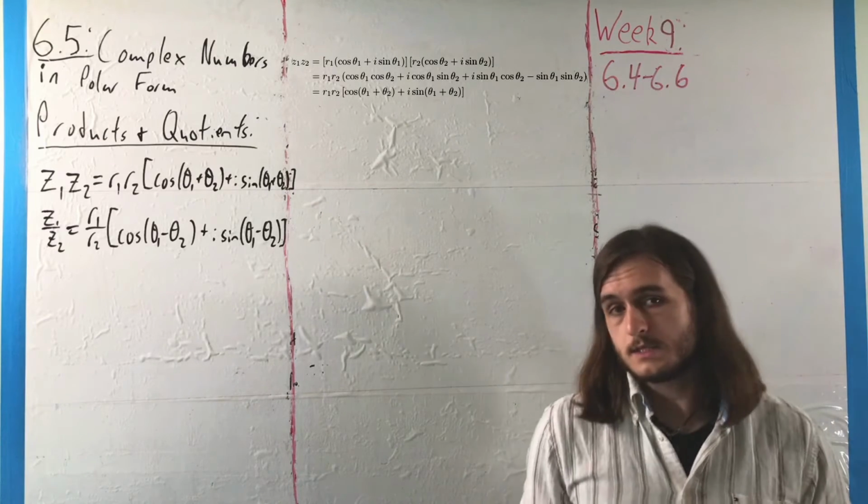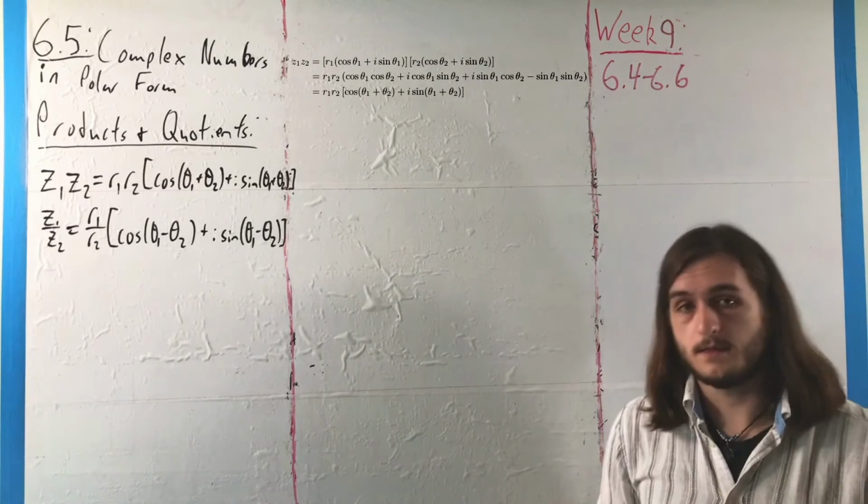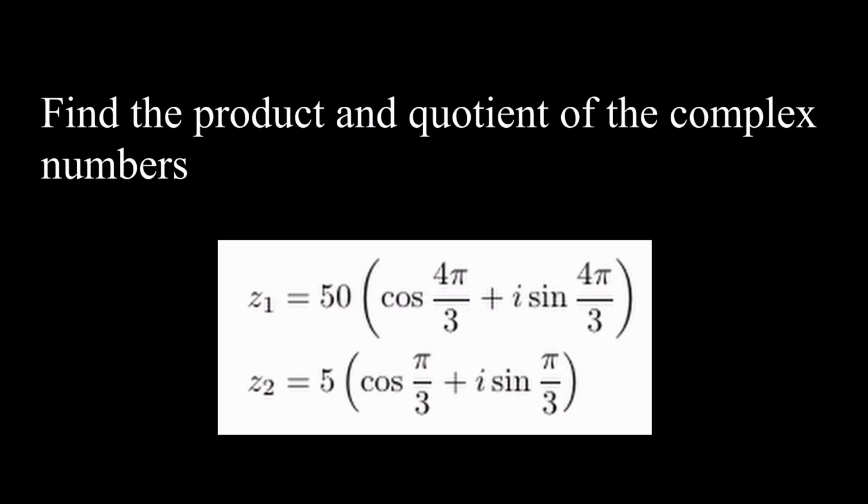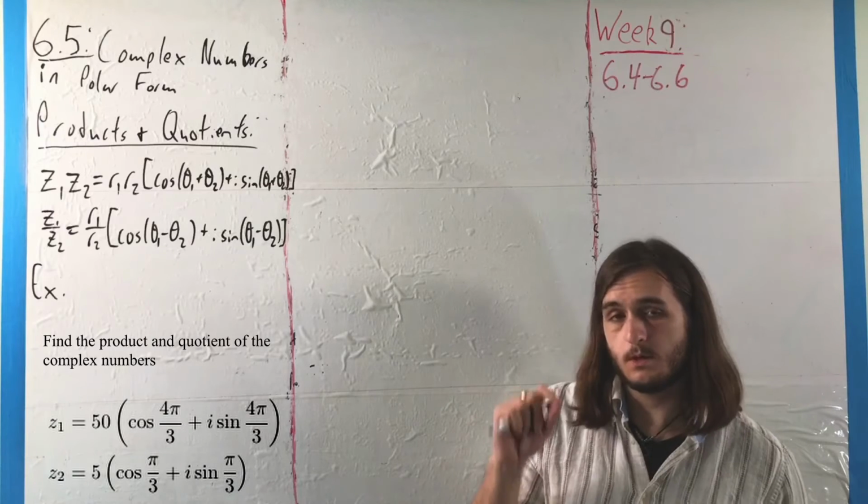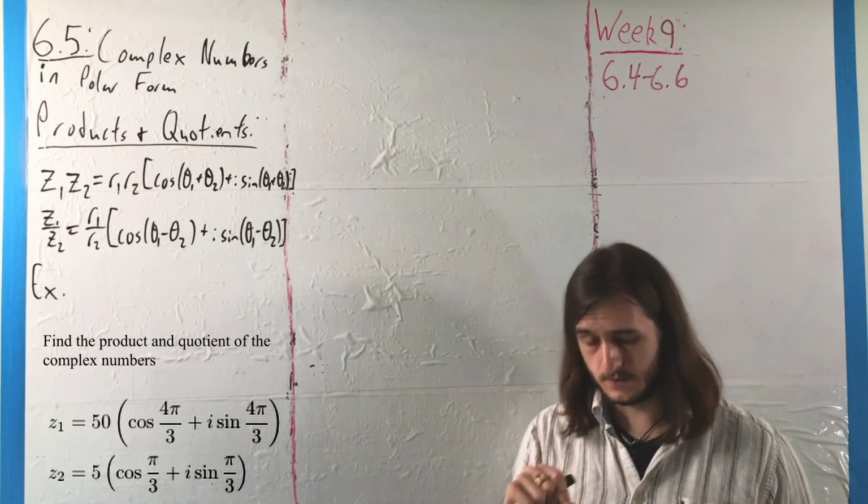But for now, let's get some quick examples with these two formulas. So here, we want to find the product and quotient of the complex numbers z1 equals 50 cosine of 4 pi over 3 plus i sine of 4 pi over 3, and z2 equals 5 cosine of pi over 3 plus i sine of pi over 3. That is, we want z1 times z2 and z1 over z2.